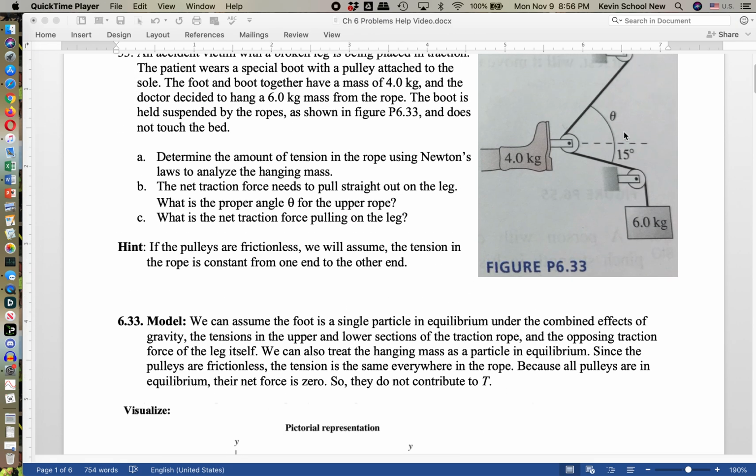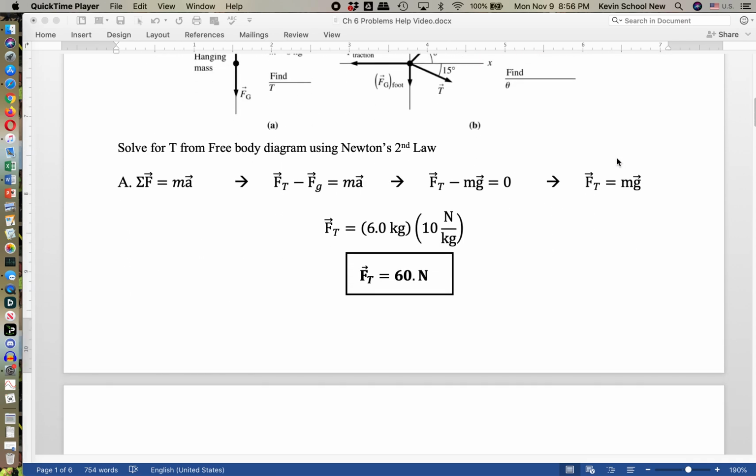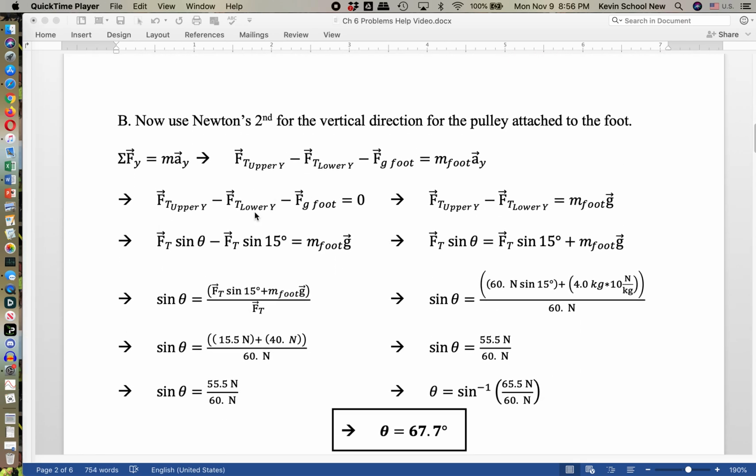And that's also shown to us in the picture they've got there. So I've got force tension sine theta minus force tension sine 15 equals m, mass of foot, times the force of gravity g. And I want to solve for this angle, so I'm going to add force tension sine 15 degrees over to the other side. And then I'm going to divide out the force of tension from the sine theta. So I get this equation here.